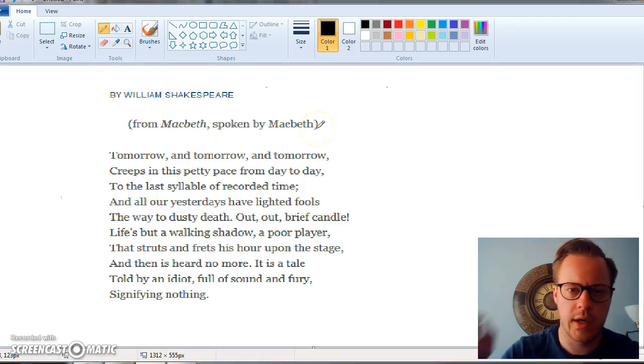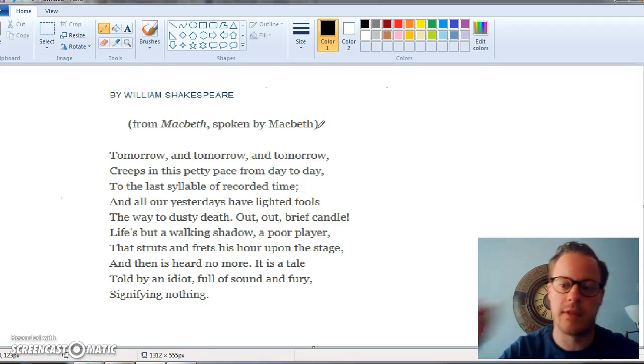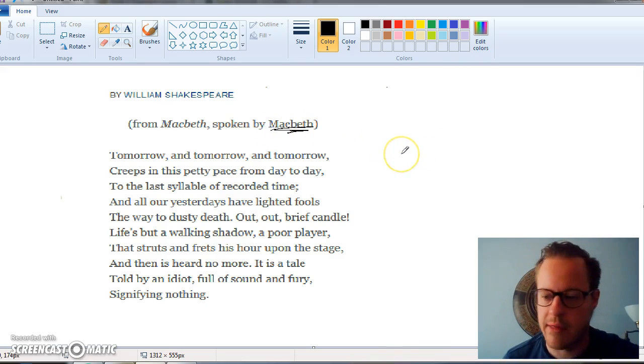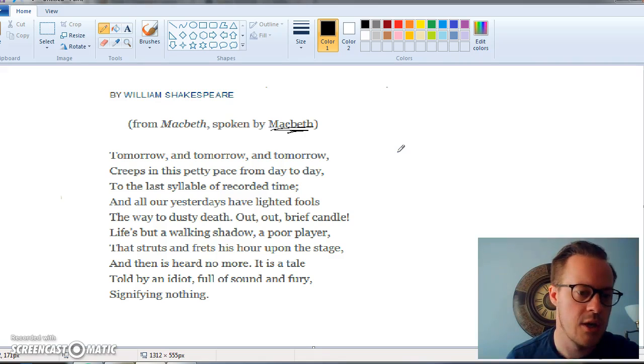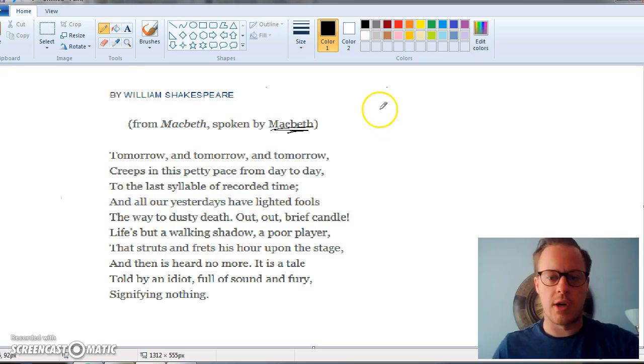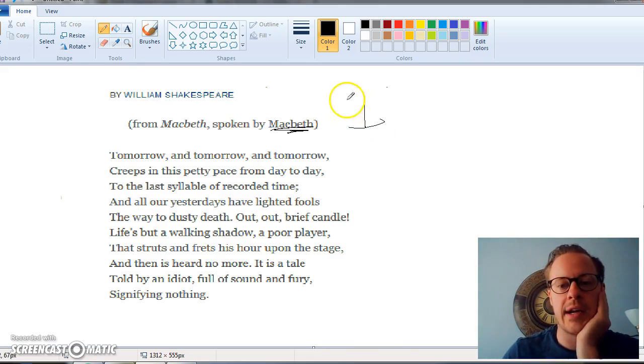Okay, so here we have the famous "tomorrow and tomorrow and tomorrow" speech from the play Macbeth. This is spoken by Macbeth at the end of the show, just after his wife has died. And what we're going to be talking about today is iambic pentameter.